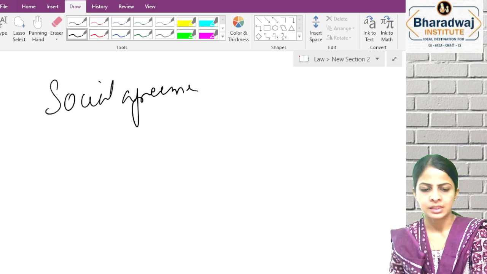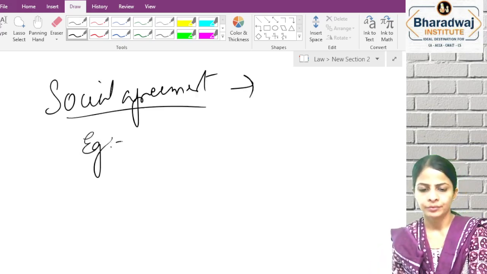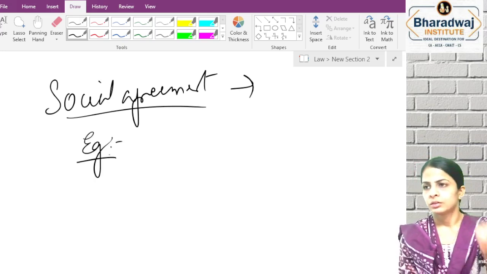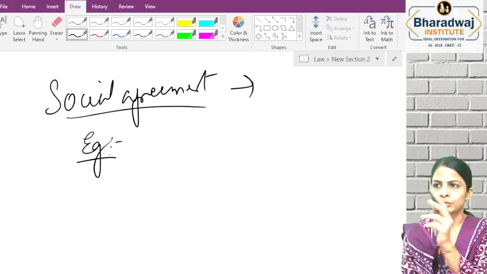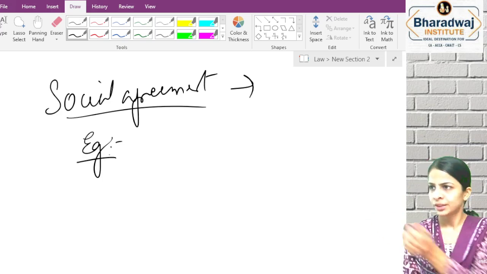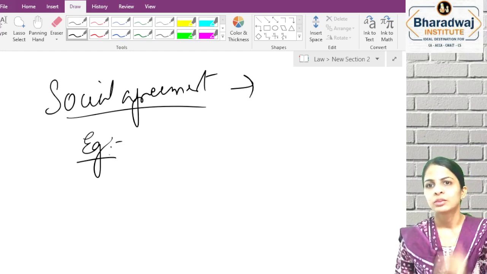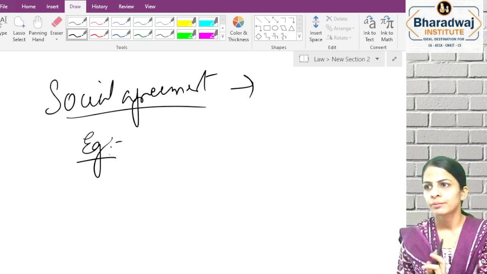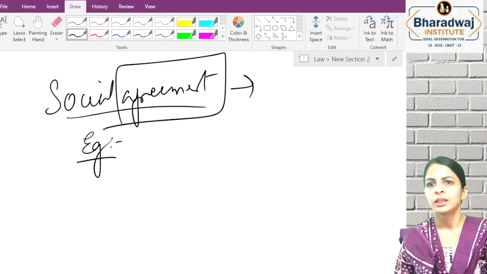Social agreements. Social agreement example: Urvashi is conducting a birthday party and invited all of you. Kavya has college, her phone is not working. Kirtik is also not going, he has an MOB exam. So can Urvashi file a case against them? No. It is only an agreement but not enforceable by law.